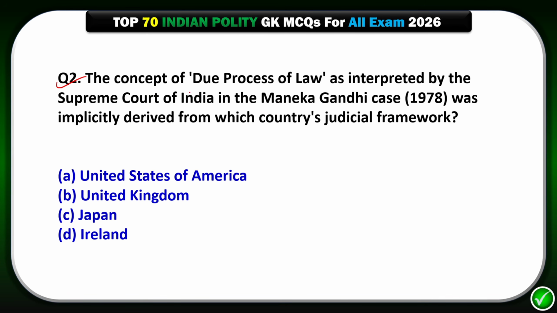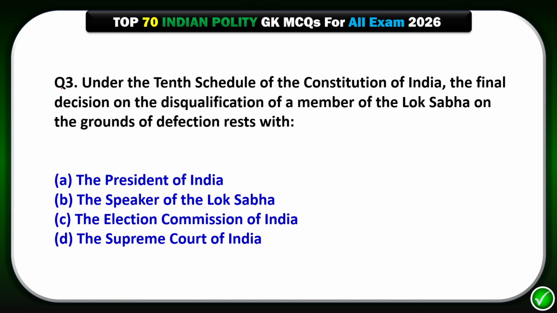Question number 2, the concept of due process of law as interpreted by the Supreme Court of India in the Maneka Gandhi case 1978 was implicitly derived from which country's judicial framework? Option number A is the right answer. United States of America.